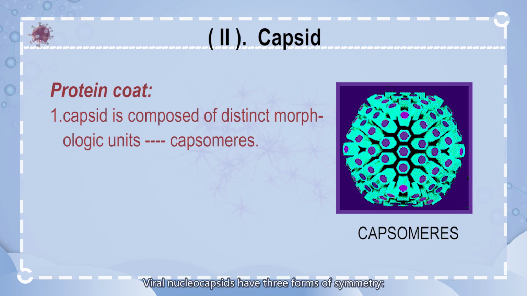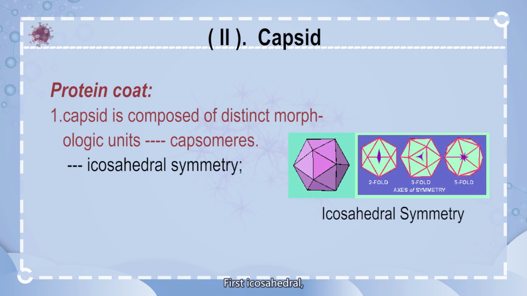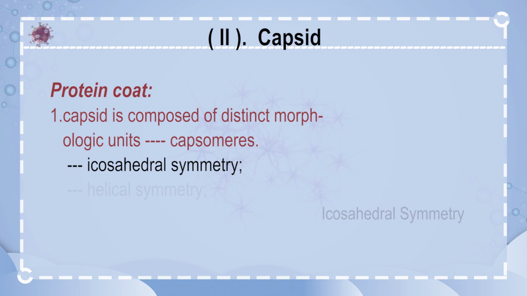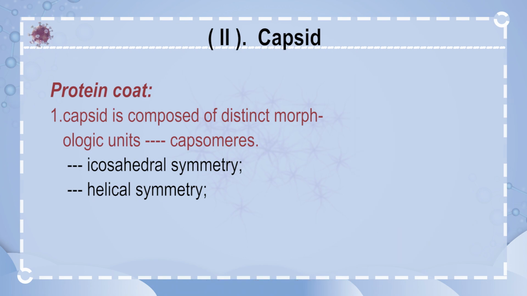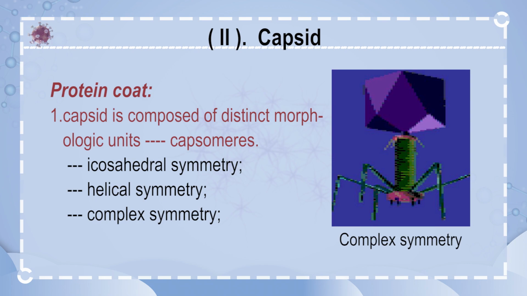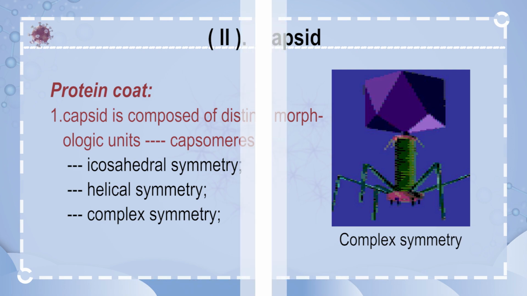Viral nucleocapsids have 3 forms of symmetry. First, icosahedral, in which the capsomeres are arranged in 20 triangles that form a symmetric figure, an icosahedron, with the approximate outline of a sphere. Second, helical, in which the capsomeres are arranged in a hollow coil that appears rod-shaped. The helix can be either rigid or flexible. Third, complex structures. Some virus particles do not exhibit single cubic or helical symmetry, but are more complicated in structure.